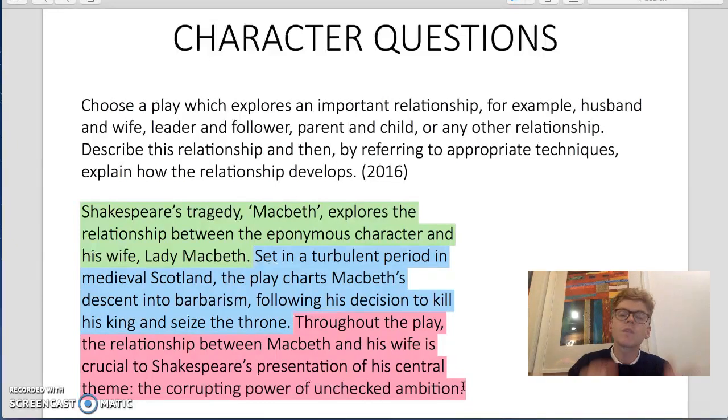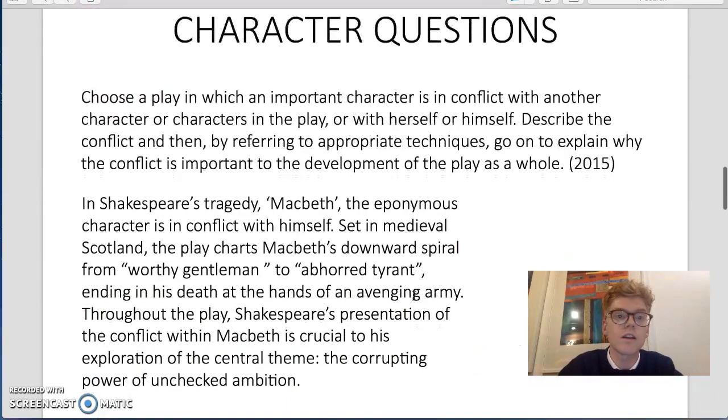And for me, with my experience as an English teacher, I've come to feel that the corrupting power of unchecked ambition is the best way to express that. So three sentences, and you can see that sets you up for a great answer for this particular question. But does it work for other questions? Well, let's have a look at another character question.